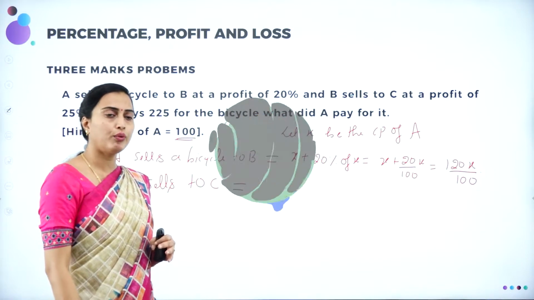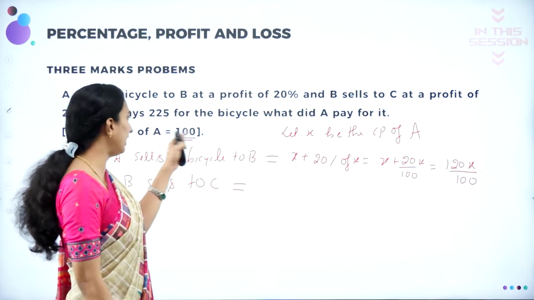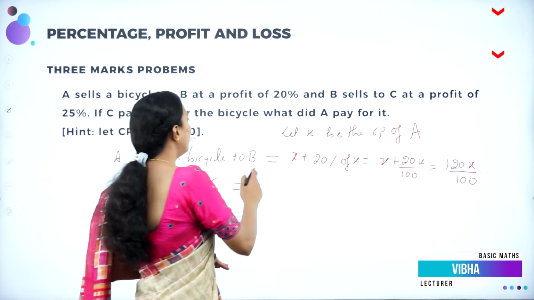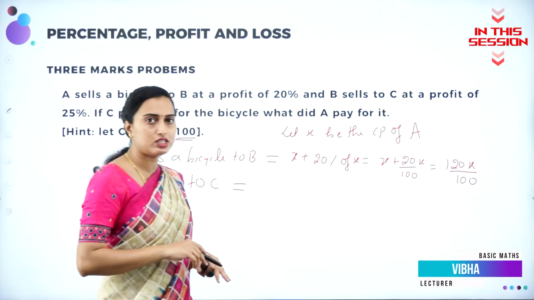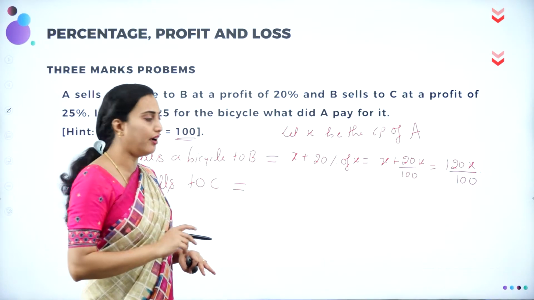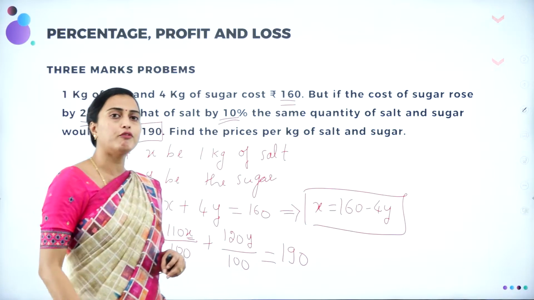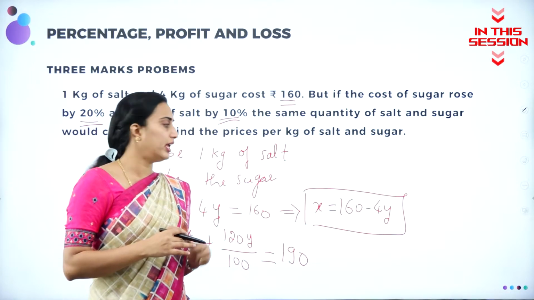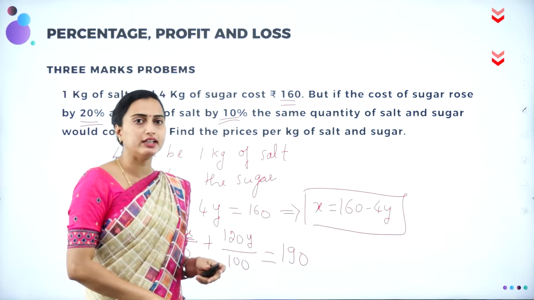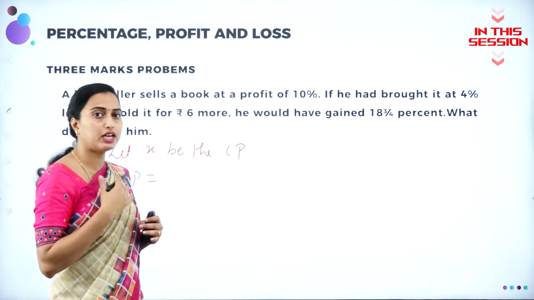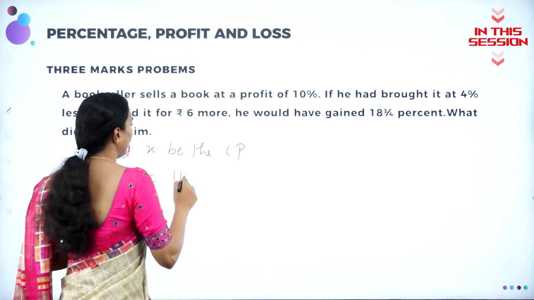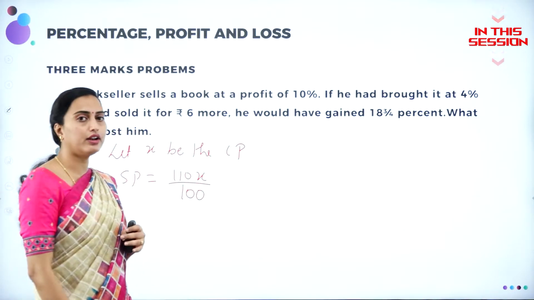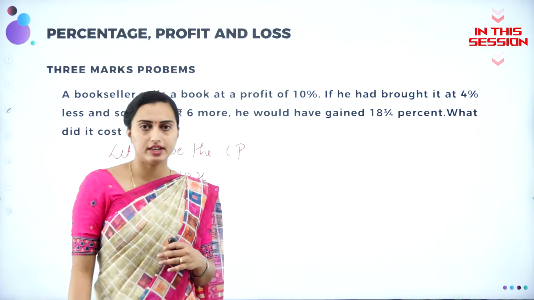So at a profit of 25% of what? After selling A to B, B will be selling to C. So we need to take B's cost, which is 120x by 100. Then I am going to get it in the form of only Y, so that I can solve for Y. After solving for Y, I can substitute there. So I am going to get X. If I take rupees 100 as the price of a book, then 110 divided by 100, because 10% of 100 will be 110.